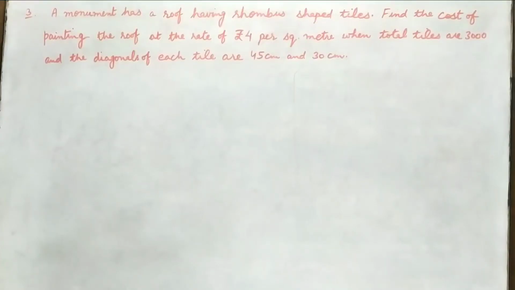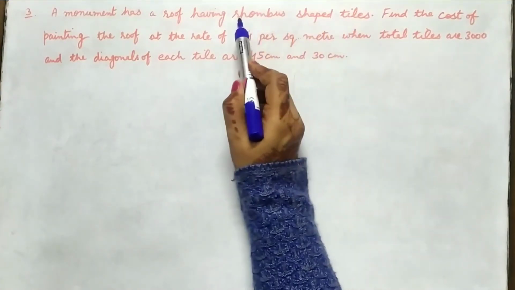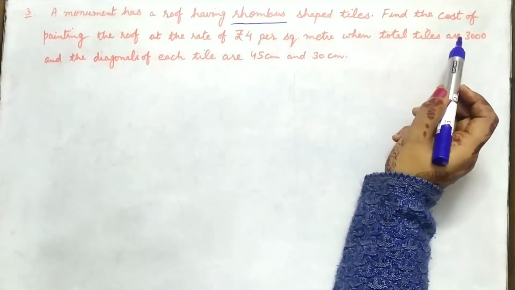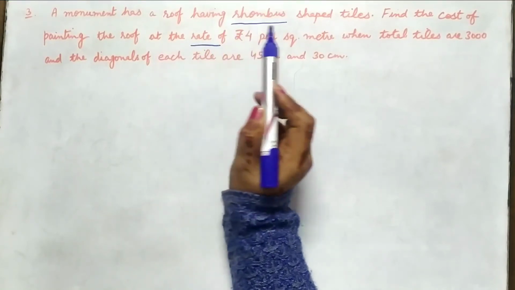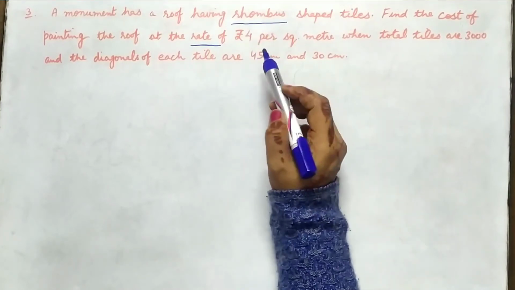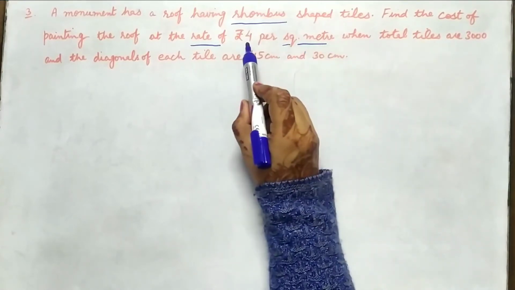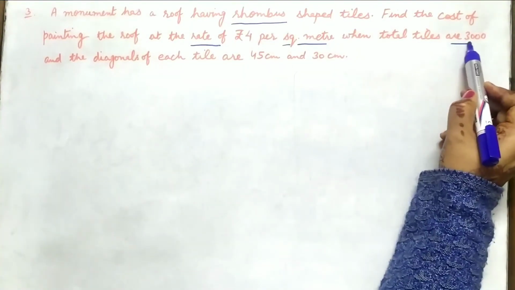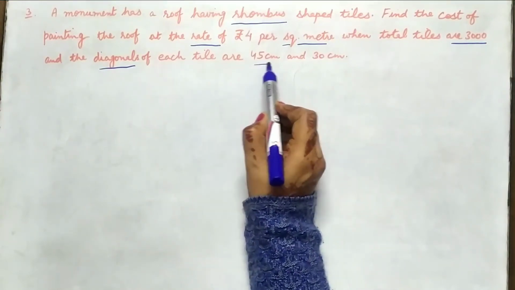So friends, we see we can calculate the areas of our required field. Let us see one more example. Here, a monument has a roof having rhombus shaped tiles. The shape of tiles at the roof is rhombus. Find the cost of painting the roof at the rate of, means the cost is given for per square meter, 1 meter square has rupees 4. The cost, when the total tiles are 3000 and the diagonals of each tile are given to us.